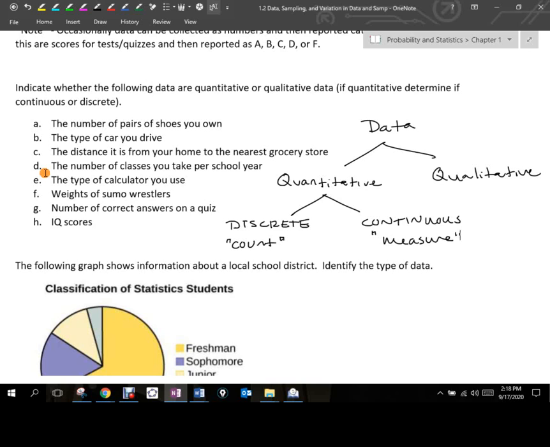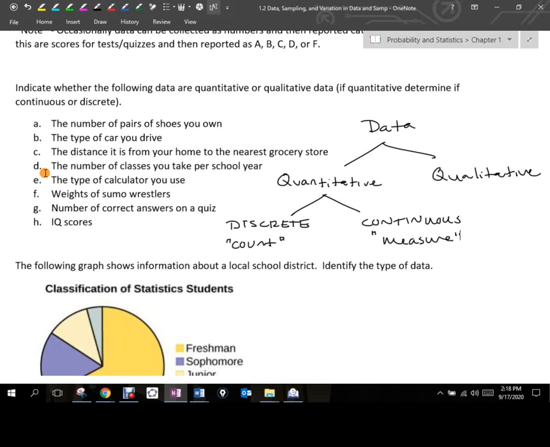And that's kind of what we see there in part B, the type of car you drive. Okay, so if I drive a Honda or a Jeep or a Lexus or an Accord or something like that, okay, those are types of cars, right? Are those quantitative or qualitative? Qualitative, okay? The distance it is from your home to the nearest grocery store. Quantitative, it's going to be a number, right?